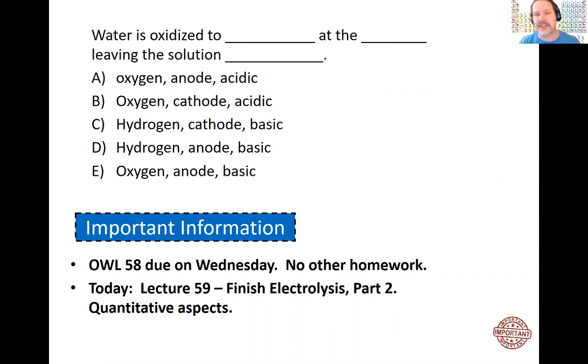Today we're going to learn a little bit more about electrolysis, specifically the quantitative aspects. We're going to do some calculations. Yay! More math. Love it.